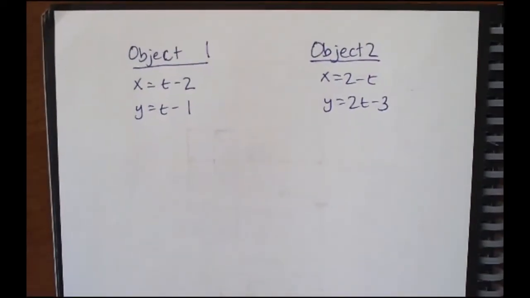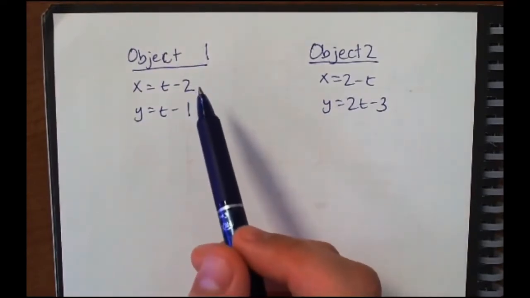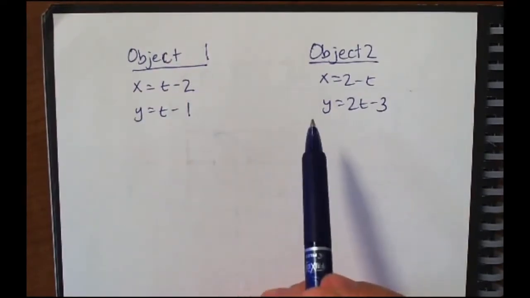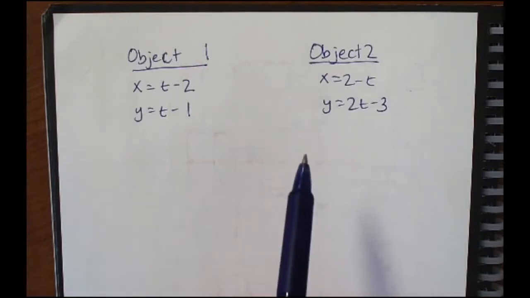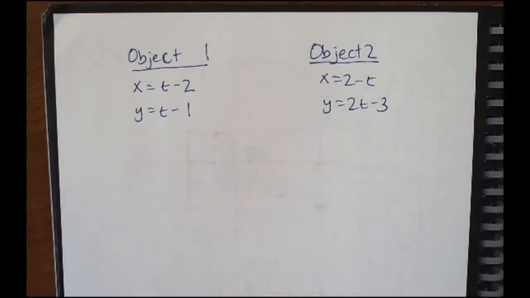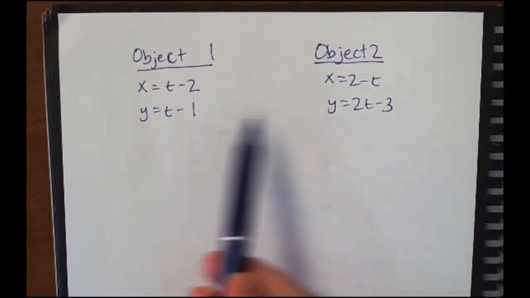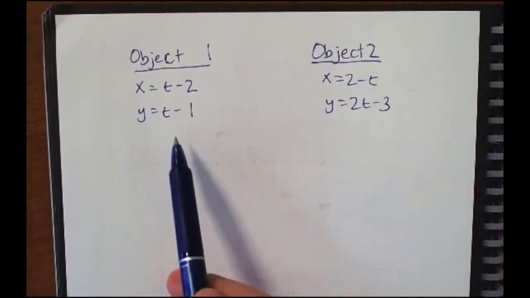Let's try to do another one. Same deal here. Let's try to find whether or not we have any intersection points, and then we'll figure out whether or not they collide at the intersection point. So first, we're going to solve for both equations. We're going to solve for y in terms of x.